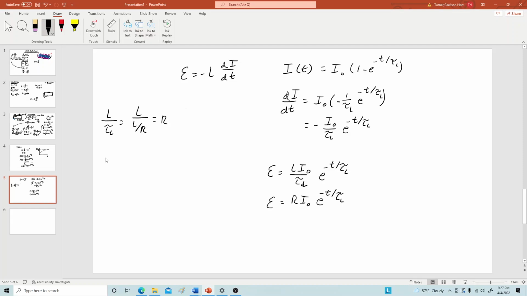Because once the total current has been established in the resistor, that means the inductor's effect has completely died away, and this value via Ohm's law would equal epsilon naught. So the potential across the inductor is equal to the potential across the battery times e to the negative t over tau L. So this is an exponential decay curve.